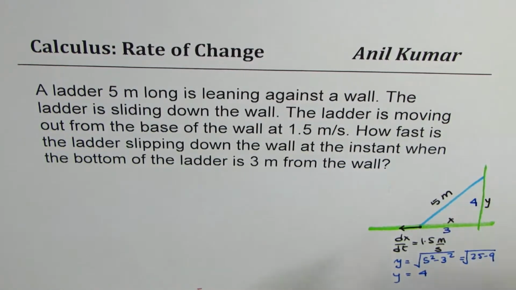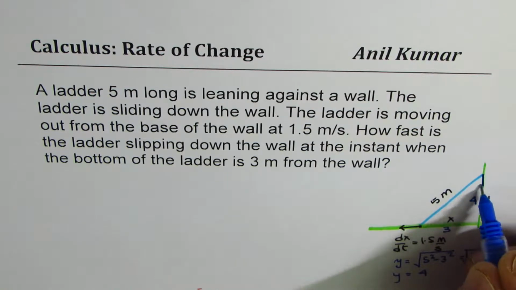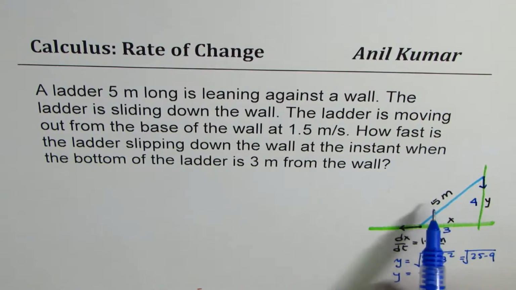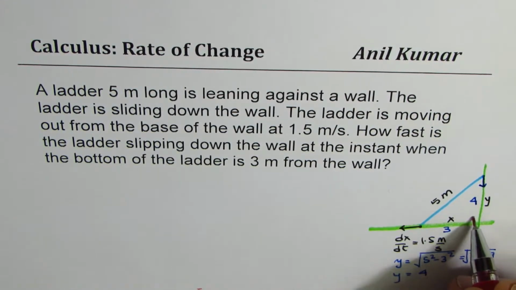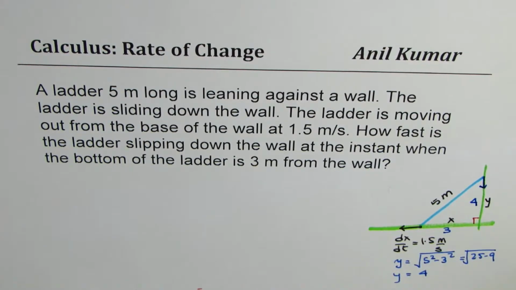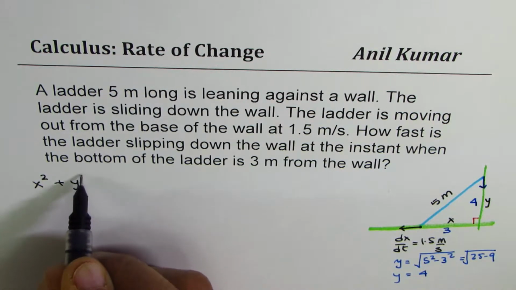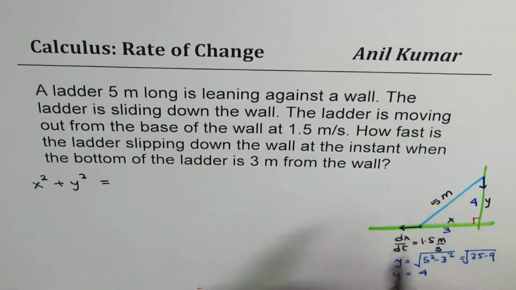Now to find the rate of change of the height, we need to relate x and y, and we can do so using the Pythagorean theorem, right? So let's relate these two. So we have x squared plus y squared equals 5 squared.